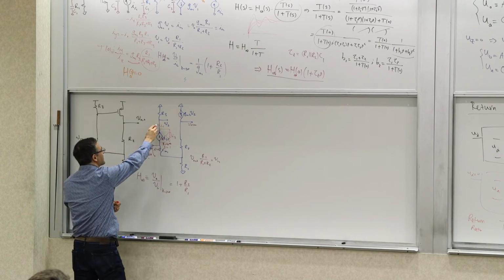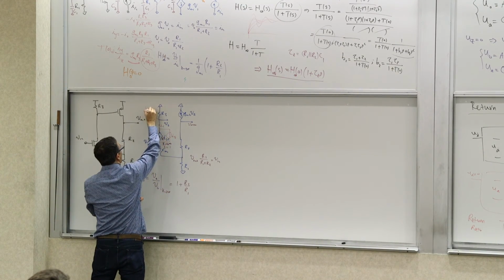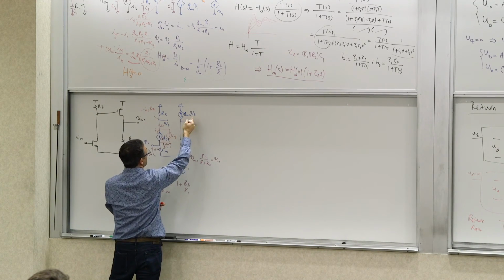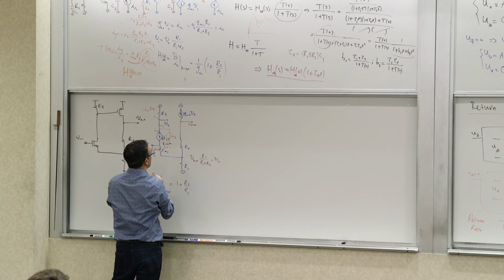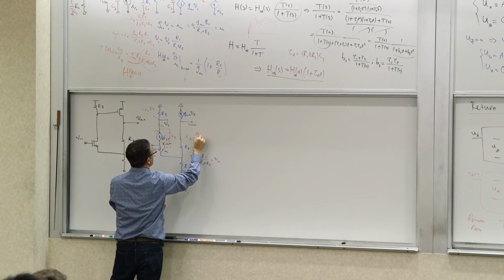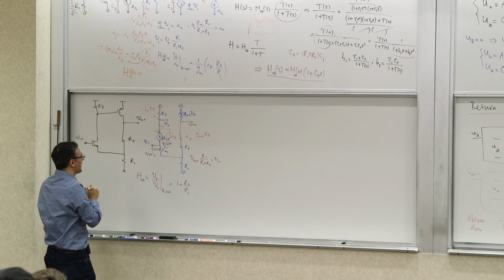So if this is Ix, this voltage is going to be negative Ix times R3, right? This current is going to be Gm times that. So this current is being pulled out of this node, so this current would be negative, or you can change the polarity. This current is going to be Ix Gm2 R3, right? That's Ix.